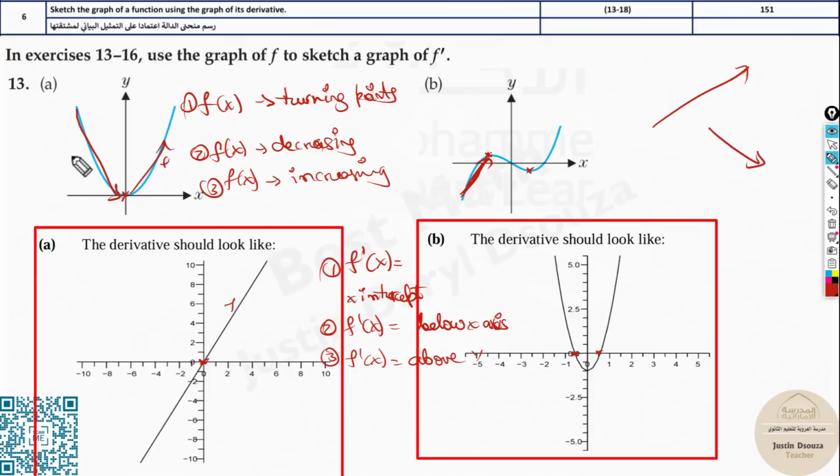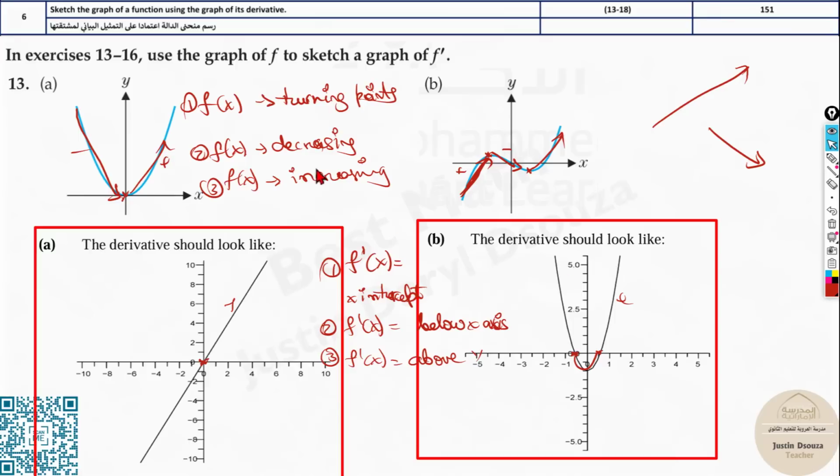Positive, this will be negative. Now here this is positive, so it should be above. Yes, this is above. Now here, can you see it's going down, so it's minus. Is it below? Yes. And then it's going up, above. So that's how easily we can tell the graph.